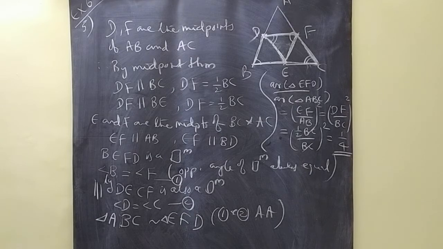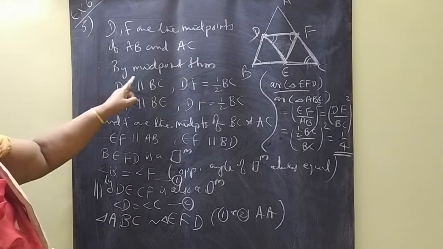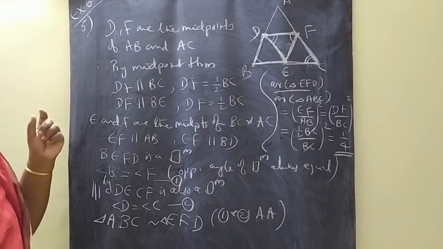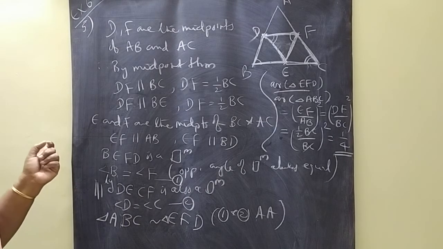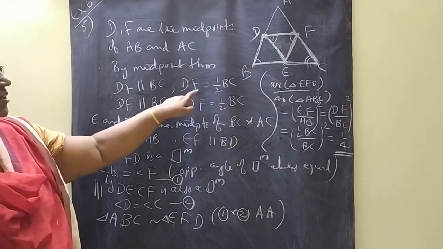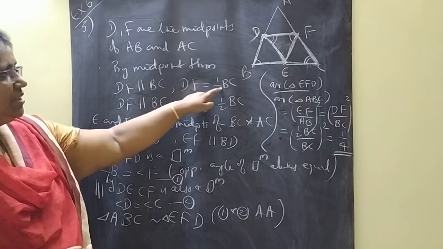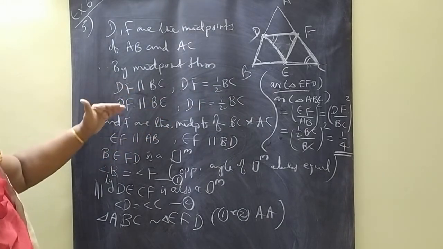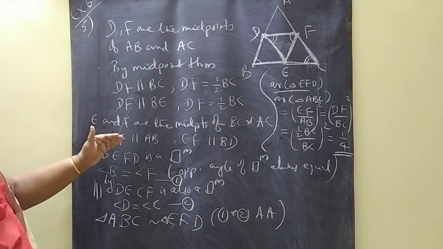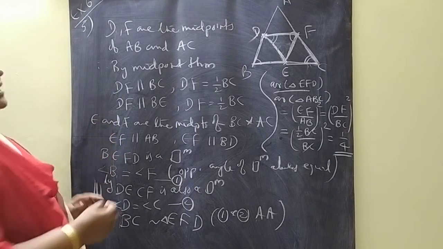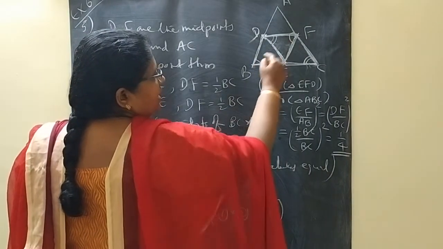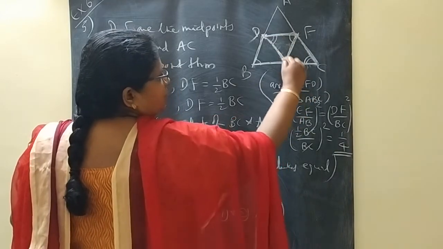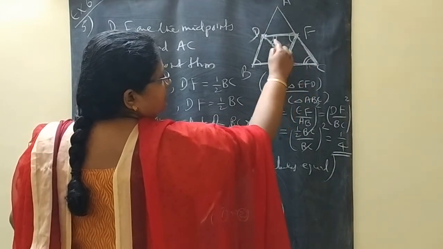So the ratio is 1:4. If the figure is not given in the question, draw the figure, then apply the midpoint theorem. What is the midpoint theorem? The line segment joining the midpoints of any two sides of a triangle is parallel to the third side and is half of it. The same result applied in another part gives us that the quadrilateral is a parallelogram. In a parallelogram, opposite angles are equal. Similarly, this is also a parallelogram, so these two angles are equal.